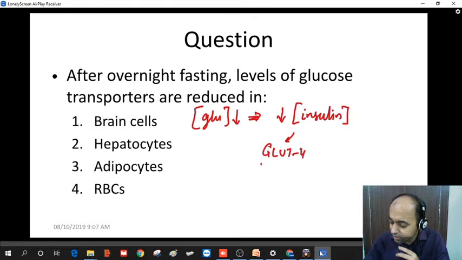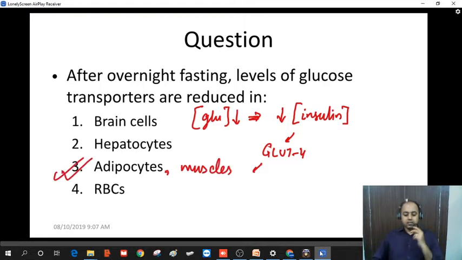And where is GLUT4 present? Adipocytes and muscles. So the correct answer is adipocytes and muscles.